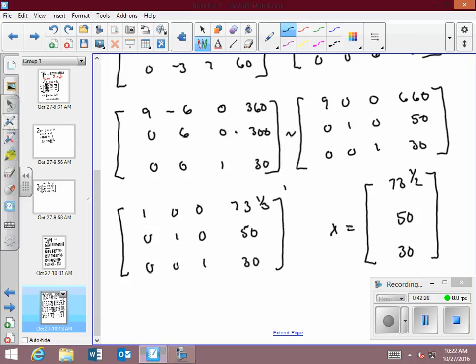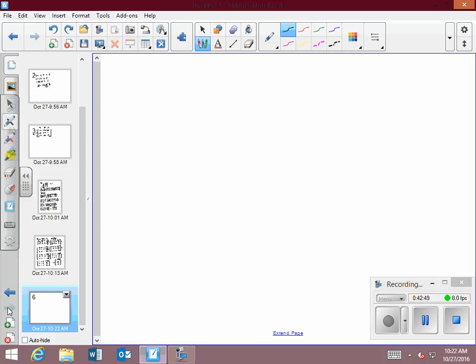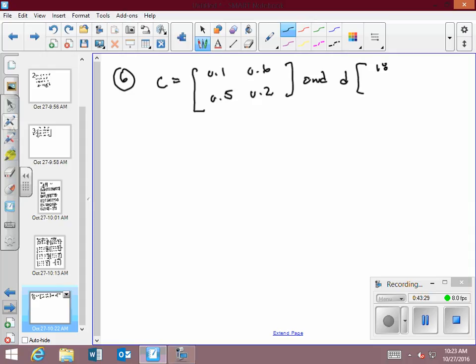Okay. So number 6 says repeat exercise 5 with C equal to that, and D. C equals 0.1, 0.6, 0.5, and 0.2, and these are 18 and 11.